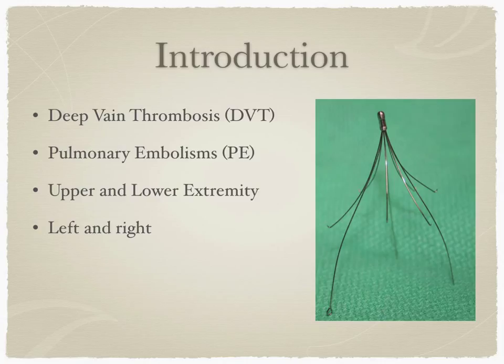Most common cause of or location of blood clots that travels to the lungs is lower extremities, and because of anatomical variations between left and right lower extremity, it is a little more frequent in left lower extremities than right lower extremities.